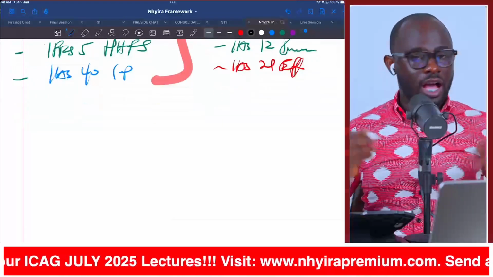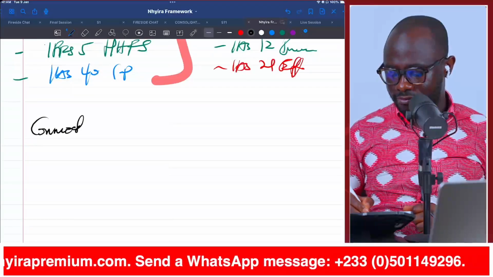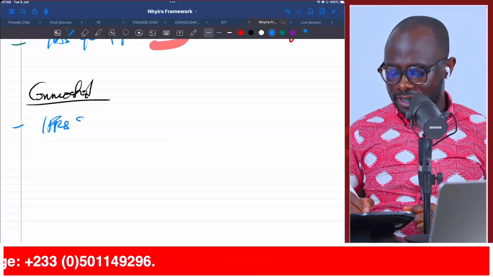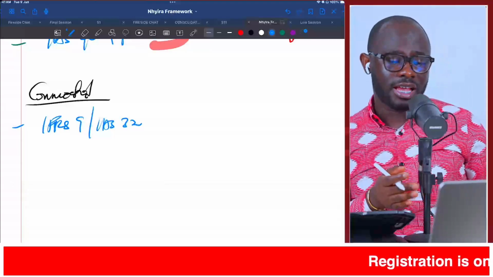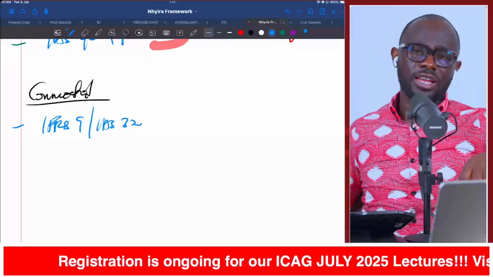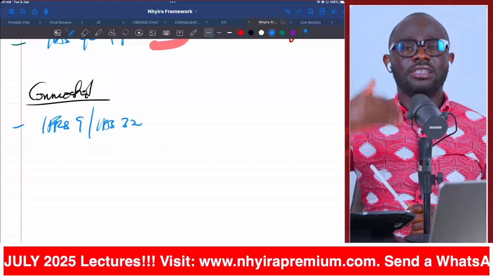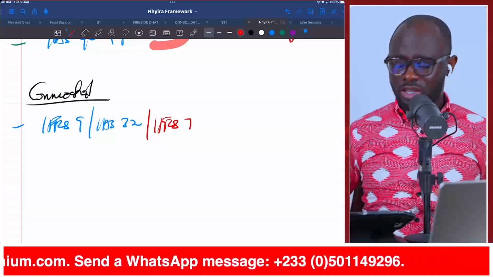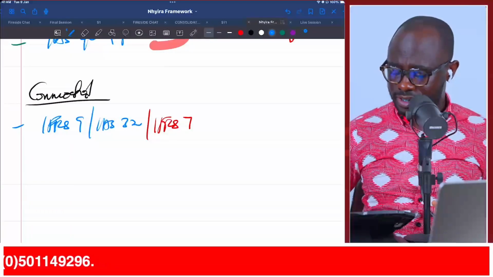Then we come to the connected accounting standards. There are 3 of them that are connected with each other: IFRS 9, financial instruments, recognition and measurement; IAS 32, financial instruments presentation, which deals with compound financial instruments when an entity issues convertible loan notes; and IFRS 7, financial instruments disclosure. So when it comes to financial instruments, there are 3 different accounting standards.